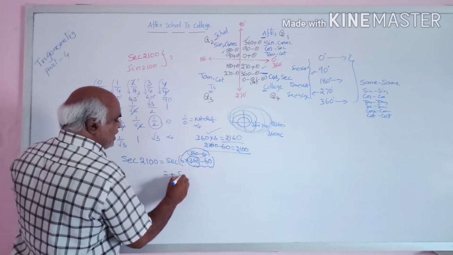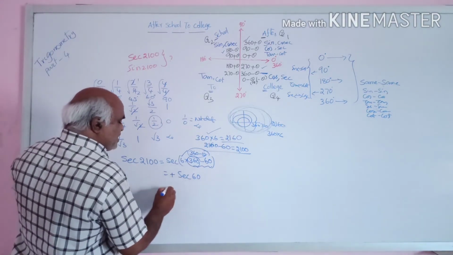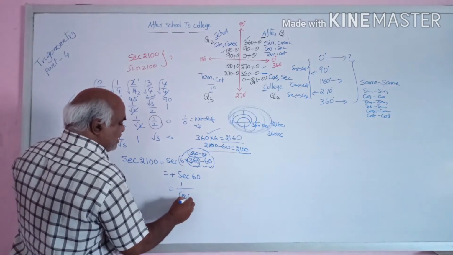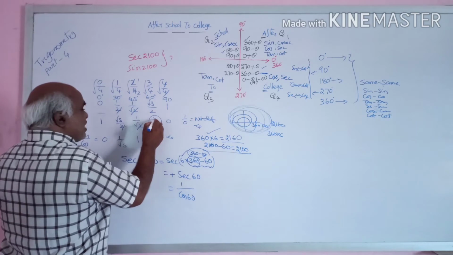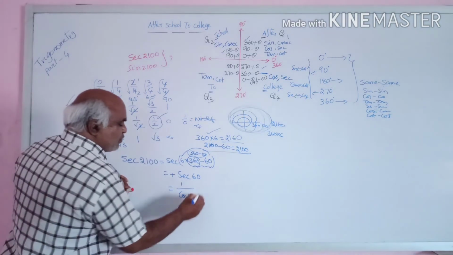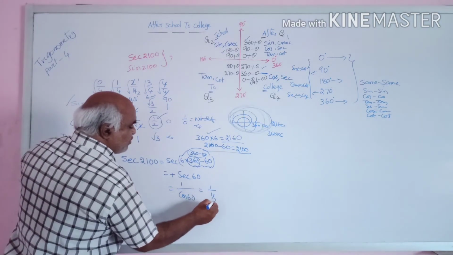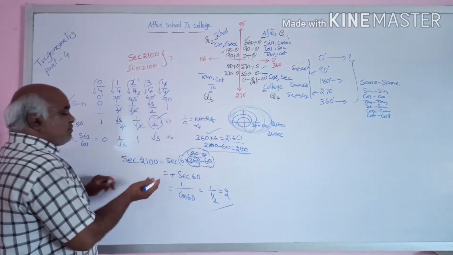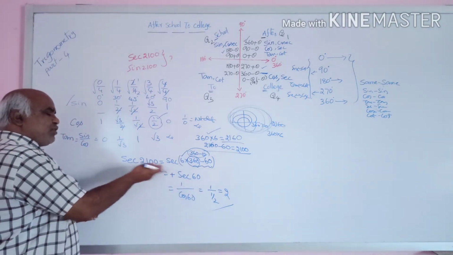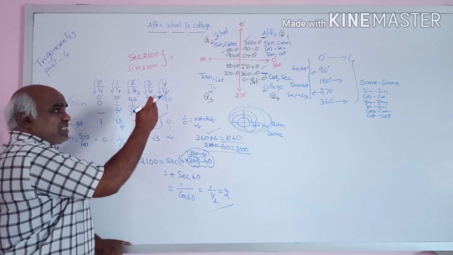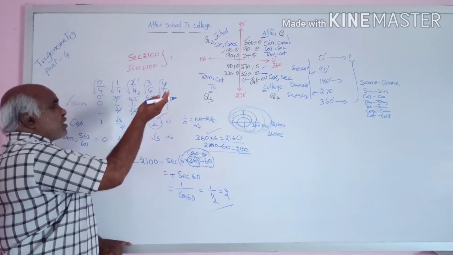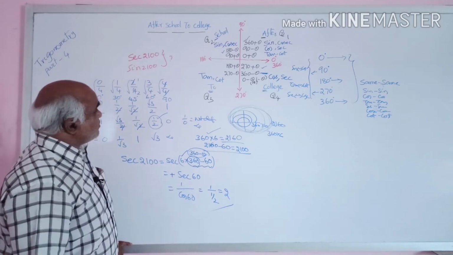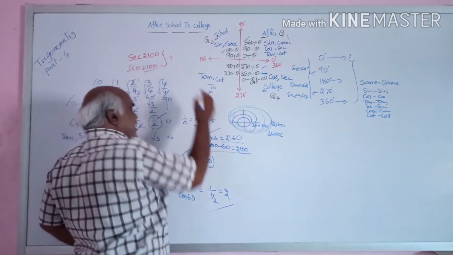Therefore, secant 60. Secant 60 means reciprocal of the cos 60. What is the cos 60 value? Cos 60 value is 1 by 2. Therefore, 1 by 2 reciprocal can be written as 2. Like this, we can simply derive the value of secant 2100 by using the algebra methods. Come to the next value, sin 2100.